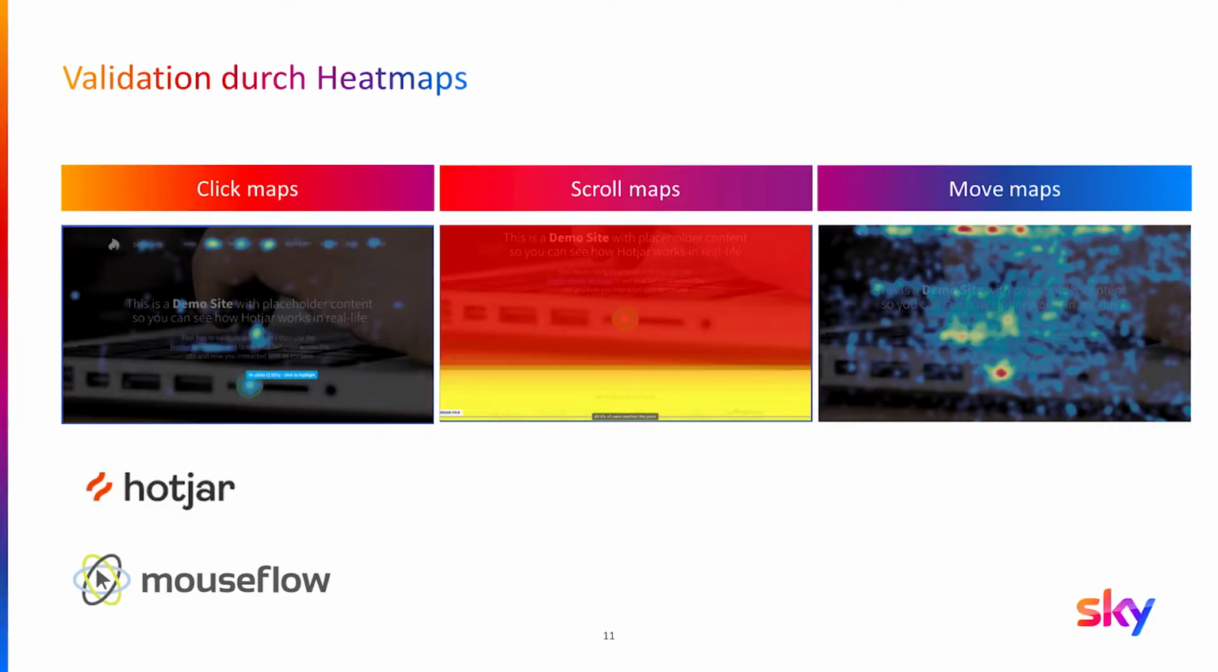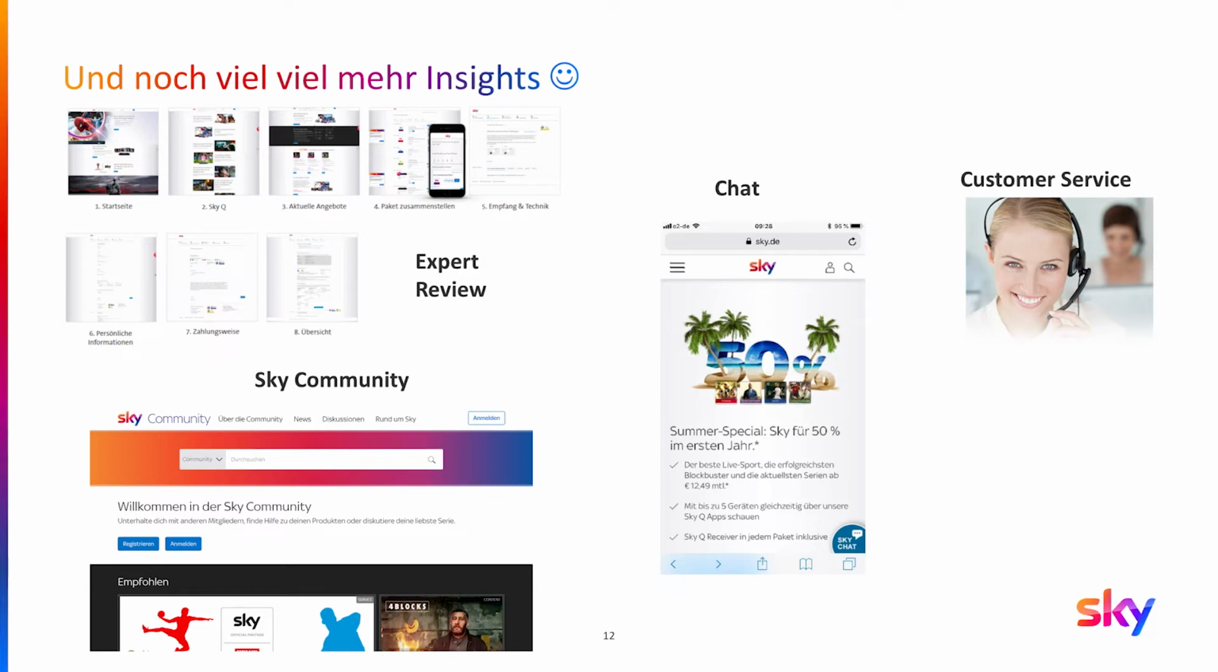I think you've seen that many times as well, like heat maps. So again, typical tools, Hotjar, Mouseflow. And here again, we're looking at click maps, scroll maps, move maps. This gives you also a good idea of what kind of expectations people have, what they do on the website before really starting testing. And as I said, there are many other resources which you should use in your company.